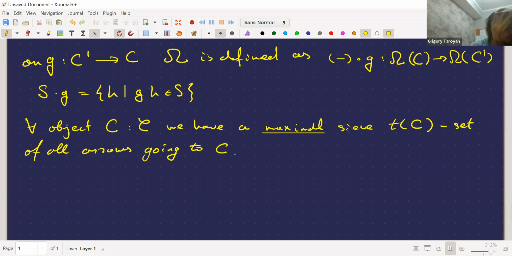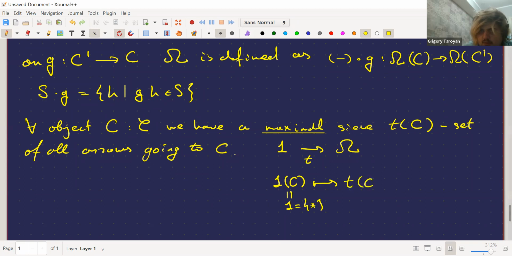So we can glue those maximal sieves to get a natural transformation from 1 to omega. It just takes the terminal object and maps it, for each object C, to the maximal sieve on this object. So 1 on C is still 1, and we map this one-point set to the maximal sieve T of C inside of omega C. So we constructed the following pair, and we will now see that it is in fact a subobject classifier.